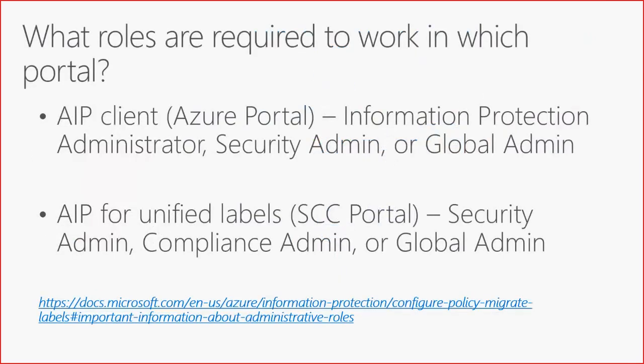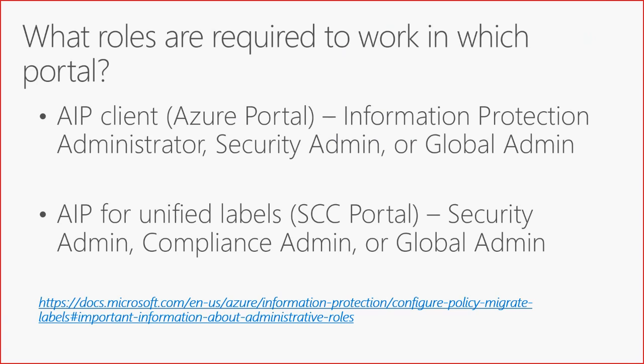But we are working to do that in as short a time frame as possible to give you the options to move forward. So touching on roles, for the AIP clients, when you're doing the configuration within the Azure portal, we have 3 roles that are available. We've got the information protection administrator, a security admin, or a global admin. And then once we're in the Security and Compliance Center, we've got the security admin, the compliance admin, or global admin. And this is all detailed a lot more in the link provided.